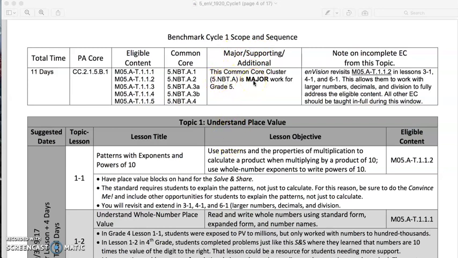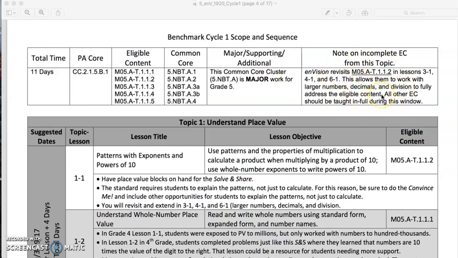That means that if you need a little extra time on top of these 11 days, I'm not talking 20 or 30, but 12 days, 13 days. Okay, do it, because this is major. This is incredibly important content. And you might want to keep revisiting it throughout the year as well. It's that important.